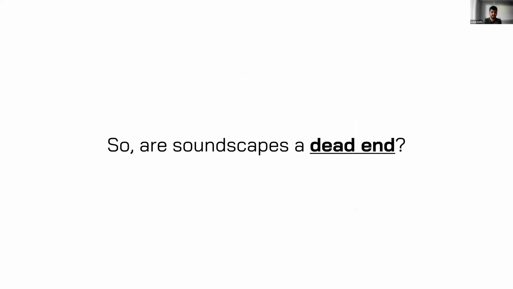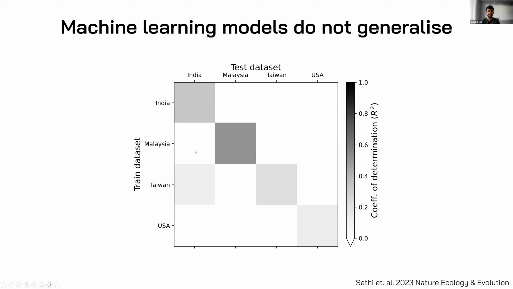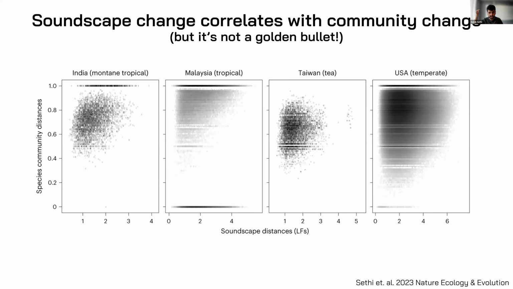So does this mean that soundscapes are a dead end? Because essentially what this says is, if I want to predict avian richness from soundscapes in any data set, I have to collect a massive amount of on-the-ground calibration data, which corresponds soundscapes to species communities. Well, there is something you can do without ground truth data.